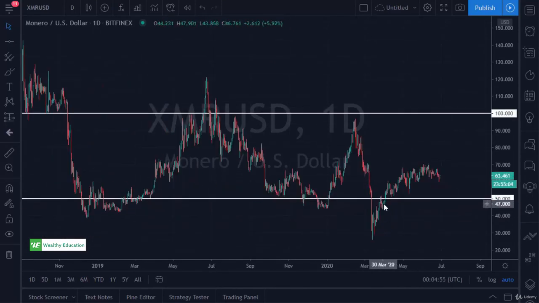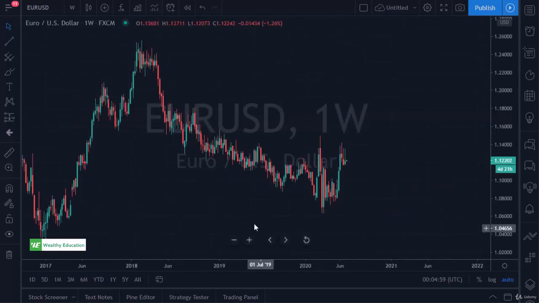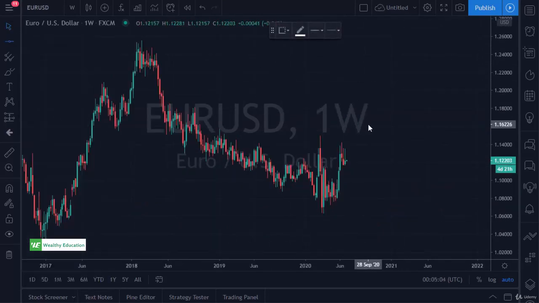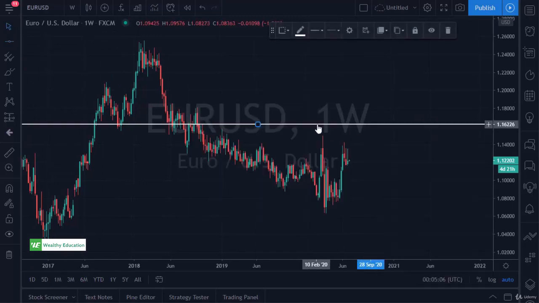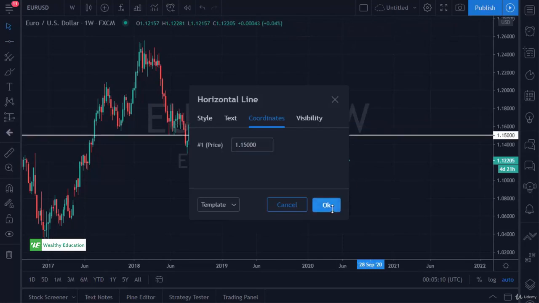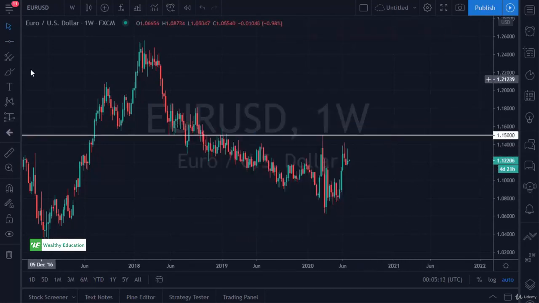Now, the reason this is important is because support and resistance is the basis of most trading systems, including the stuff you'll be learning here. Here in the euro, this is the weekly chart, you can do something like this initially.